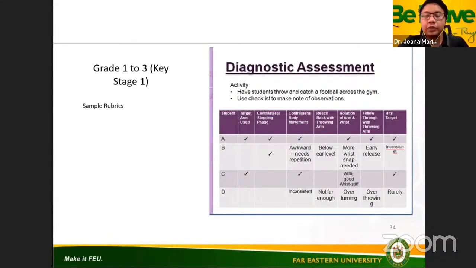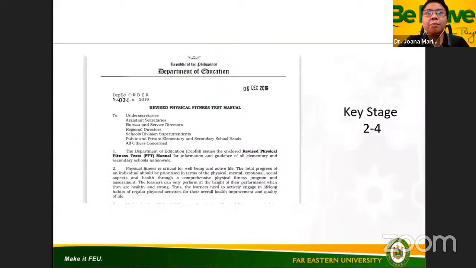Ayan. So, and then, pagdating ng grade 4 hanggang senior high school na, or key stage 2, 3, and 4, meron na po tayong DepEd Order number 34, series of 2019, or Revised Physical Fitness Test Manual. So, ito na po yung susundin dyan in terms of assessing the level of fitness of every student under basic education.